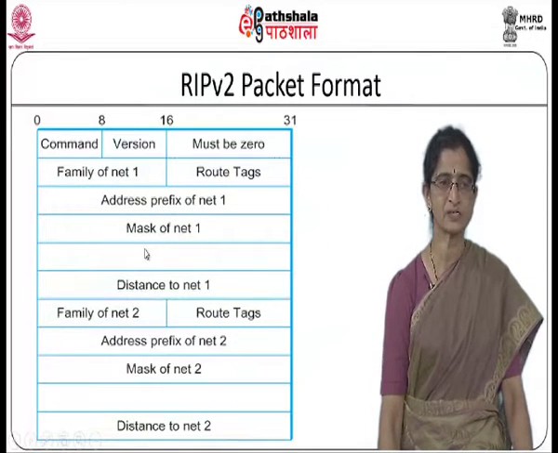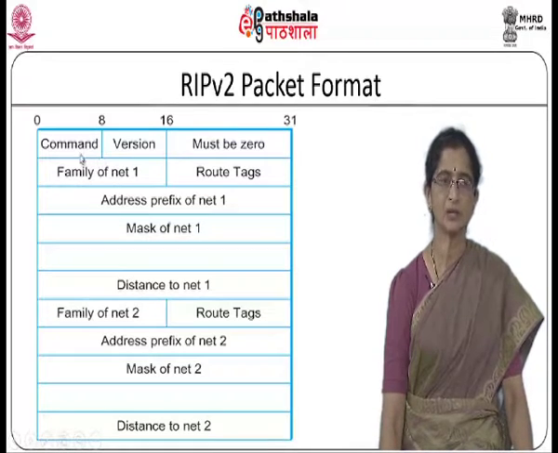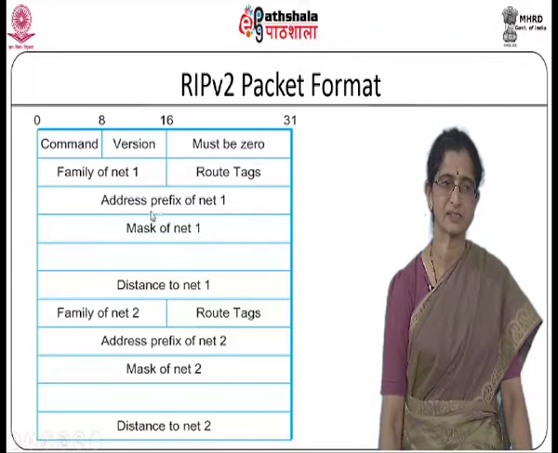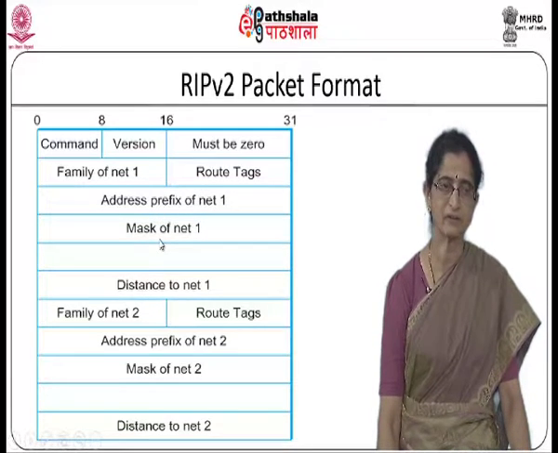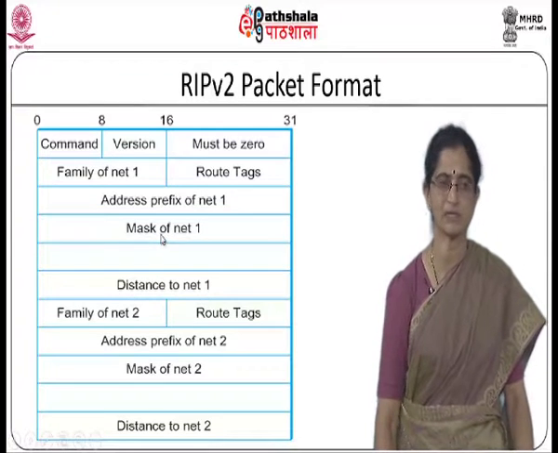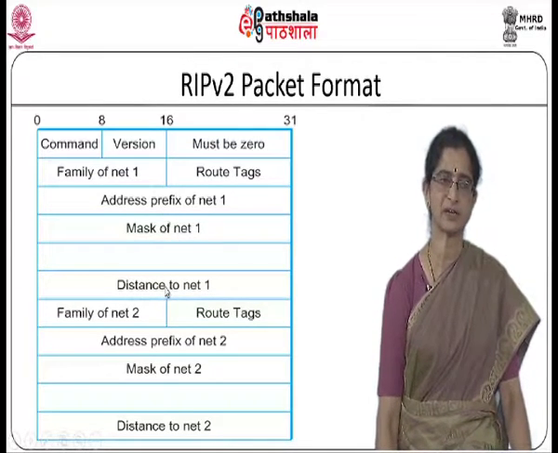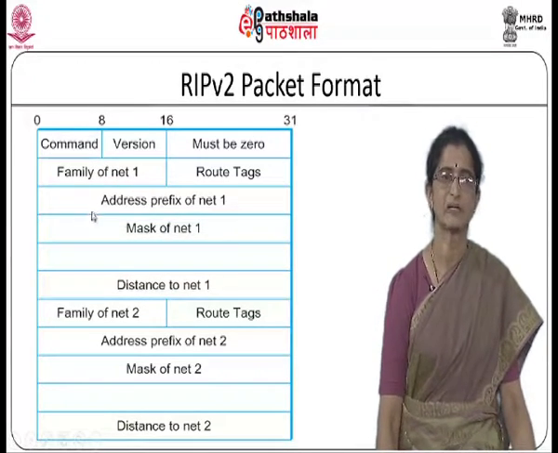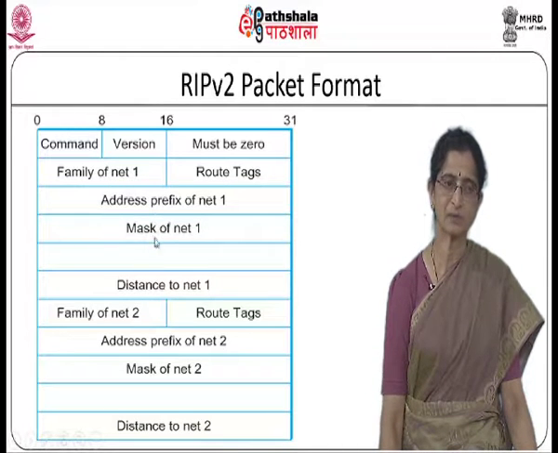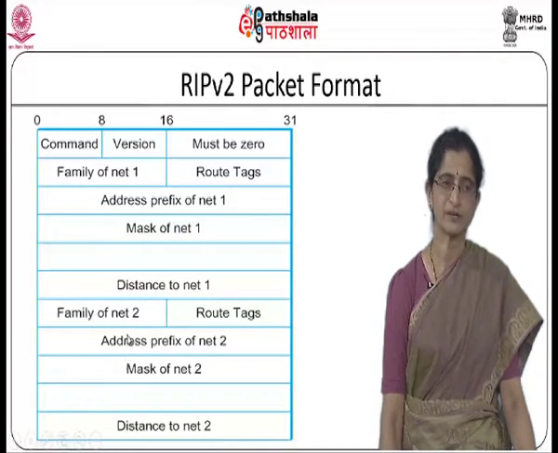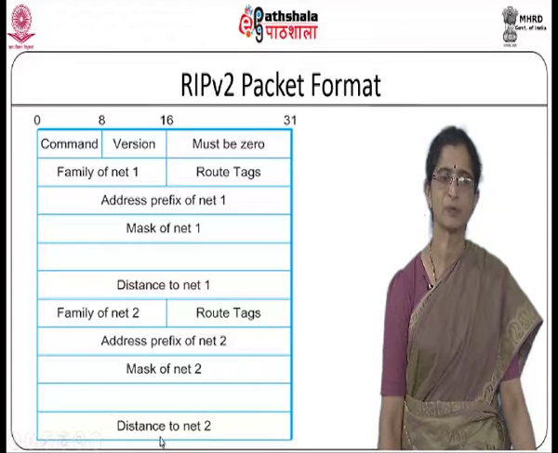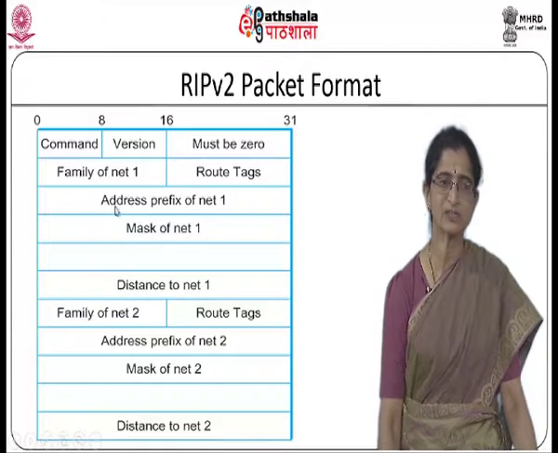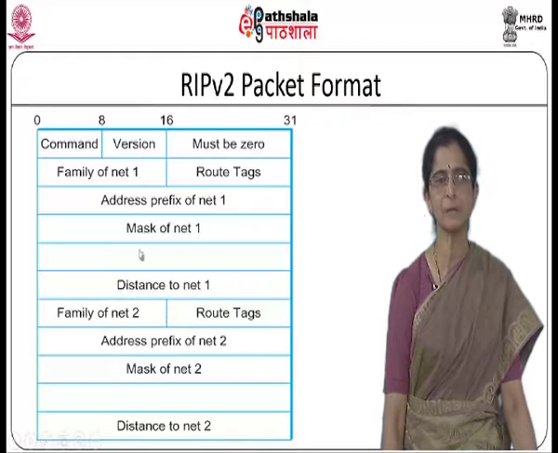The format of this is again very simple. You can look at what we have here. You will have a command, a version which tells you what version it is, and then you have information about the address, the address prefix, the mask of that network, whatever mask, it might be a CIDR mask, it may be a subnet mask, and the distance to that network. The family of net specifies that it belongs to the IP family, or it could belong to any other family as well. So the family of the network, the address, mask and distance. Similarly for the next network, network 2, what is its address prefix, what is the mask, what is the distance and so on. So every router, for all the networks that it is connected to, will give this information, and this information will be exchanged among the different routers.